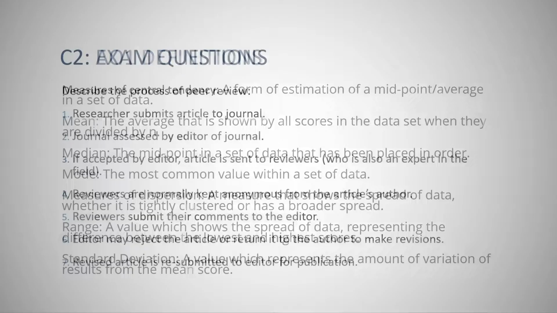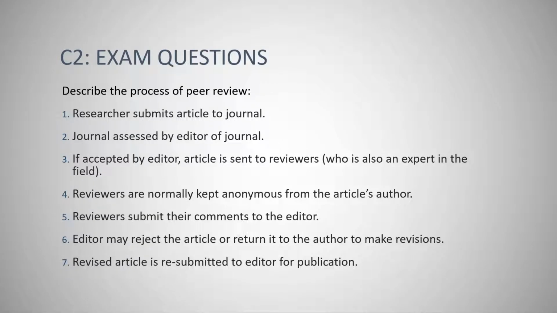So exam questions that you could get, so describe the process of peer review. I think this might be 6 marks or so, not entirely sure, 5, 6 marks. So number 1, a researcher submits an article to a journal. Number 2, the article is then assessed by the editor of the journal. If accepted by the editor, the article is then sent to reviewers who are also experts in the field, or if it's singular, who is an expert in the field.